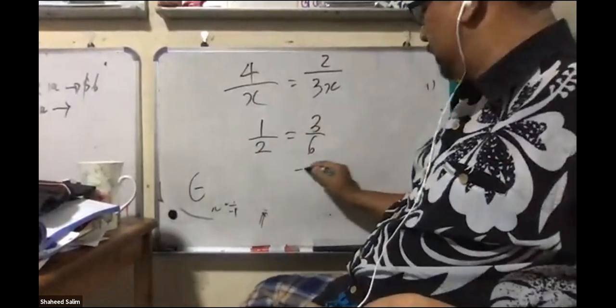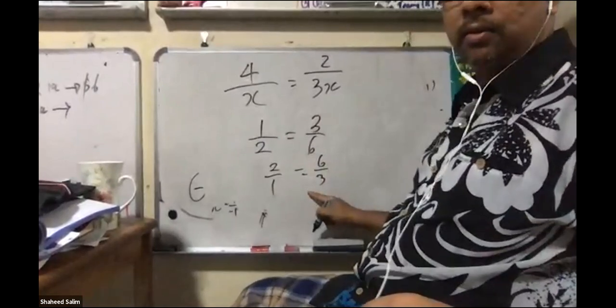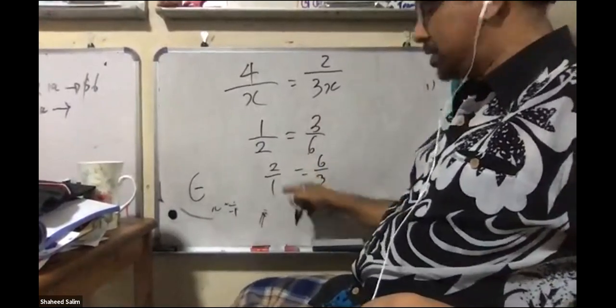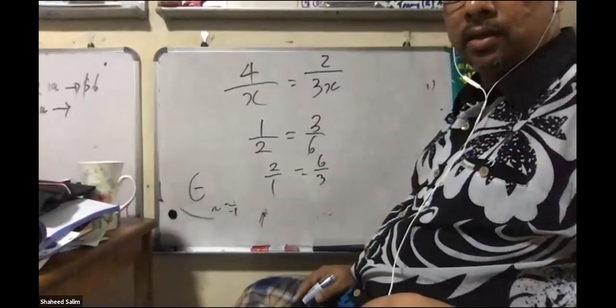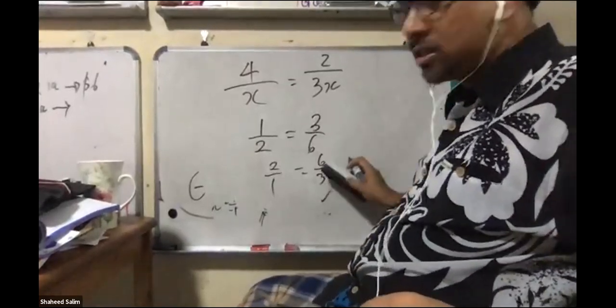I flip 6 over 3. I flip 2 over 1. Are they the same still? 6 divided by 3, is it the same as 2 over 1? Same. So like that, I also flip. If I can flip, this is correct.